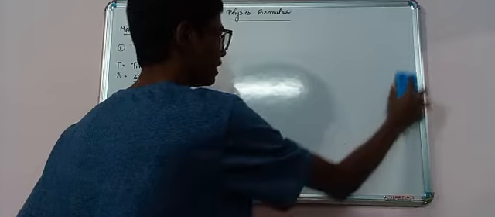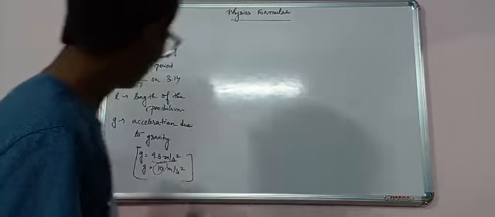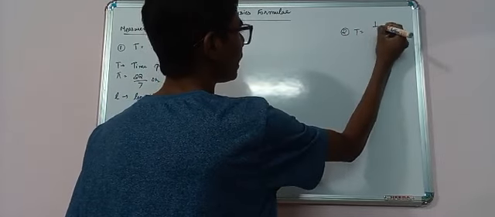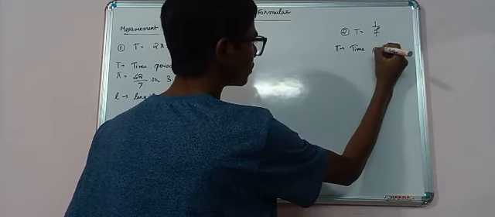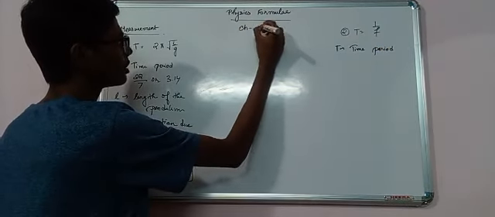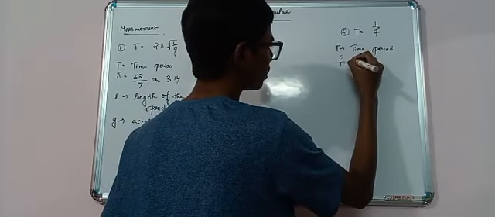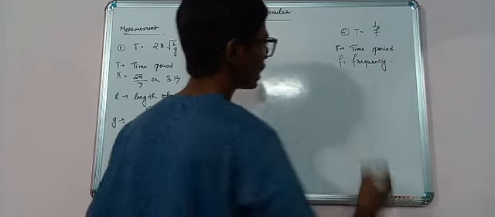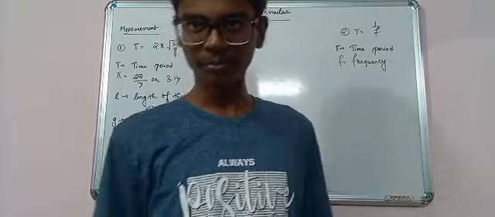Next formula is T = 1/f. What is T? T is again time period. This is chapter 1, that is measurement. Okay. f is frequency. Now what is time period and what is frequency? Here also time period, here also time period. Time period definition is same.